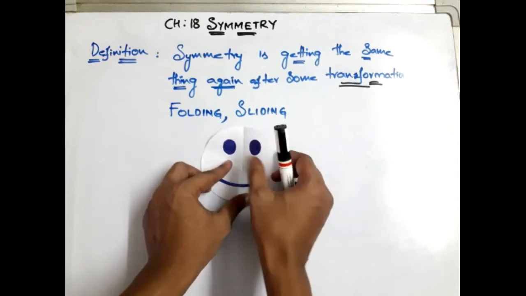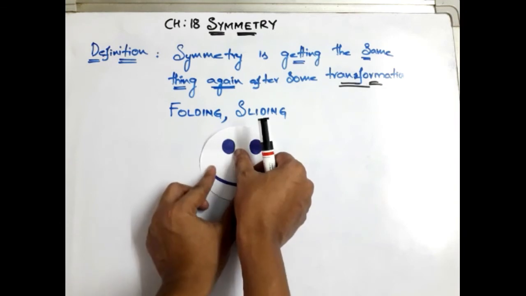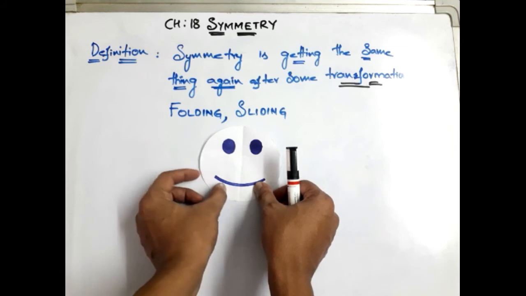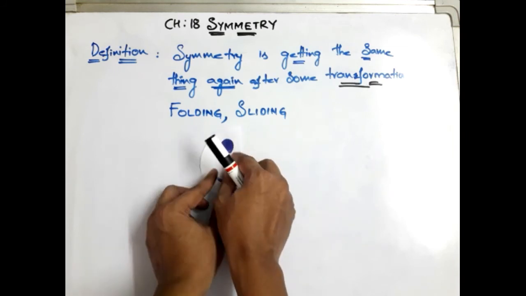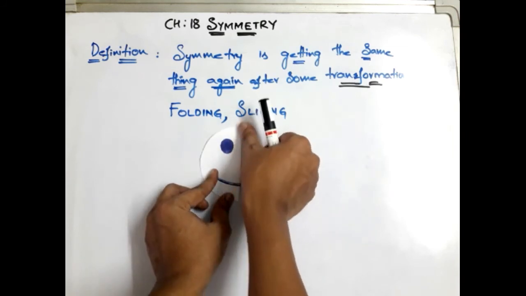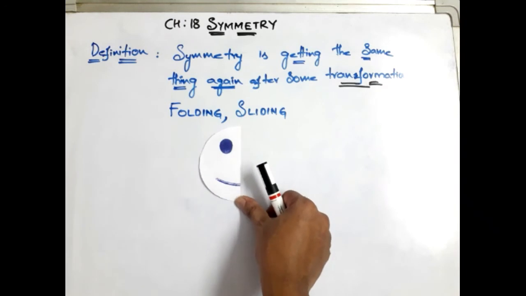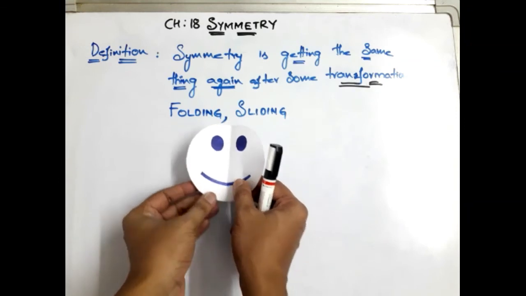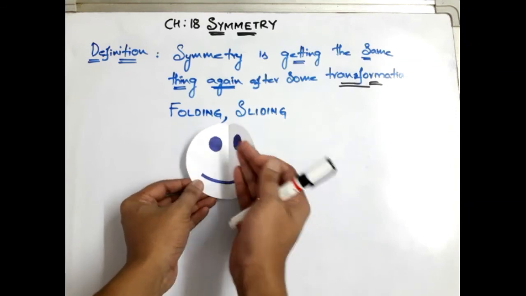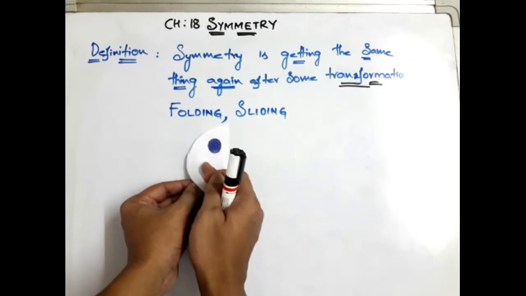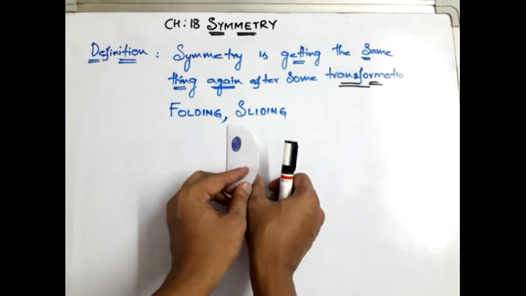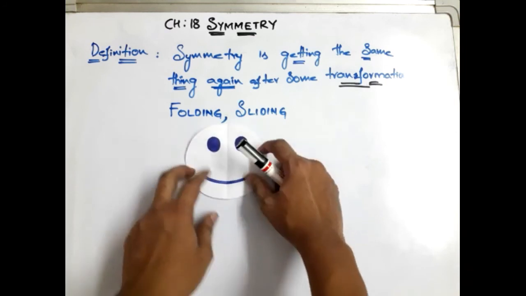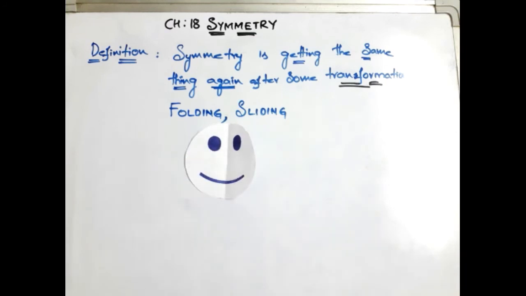That means this eye is coinciding with this, and this part of the smile or the lips is coinciding with this lip. So thus we can say that this figure is under symmetry. That means either the left half you fold to the right, it should overlap with the other side, or the right, if you fold to the other side, it should overlap to the other side. Hence we can say that this figure is having the property of symmetry.